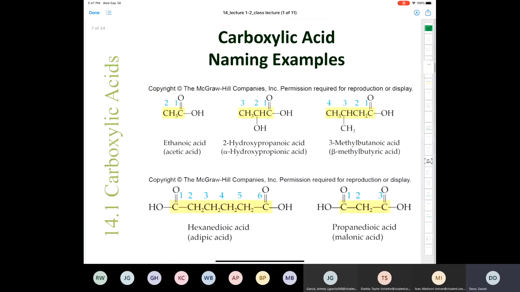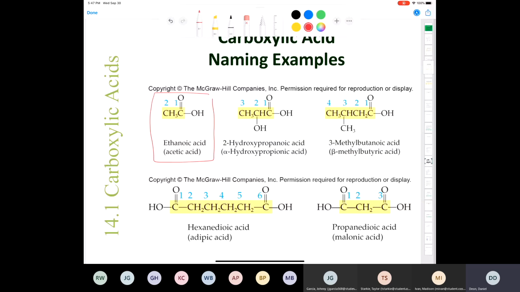Here are some examples of carboxylic acids. I've already shown you one of them, which is ethanoic acid or acetic acid. That's shown right here. If I were to have 3 carbons, 1, 2, 3, so I'd count off like this. If I had a 3-carbon hydrocarbon, that would be propane. So this would be propanoic acid, and you can see that right here.